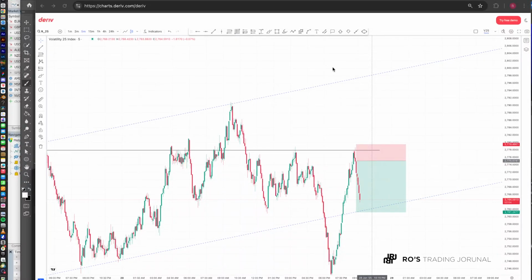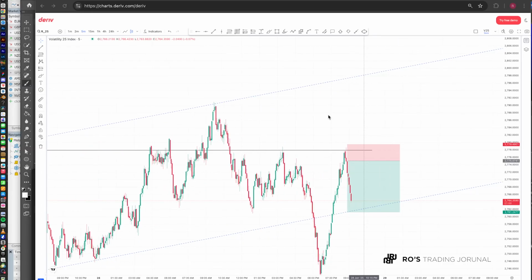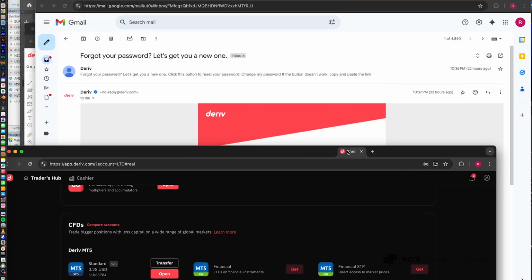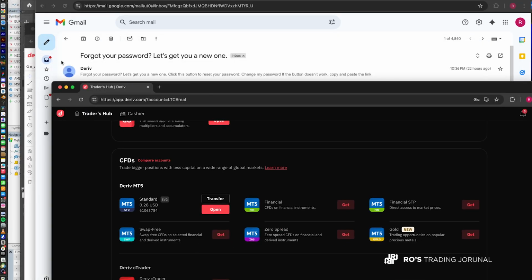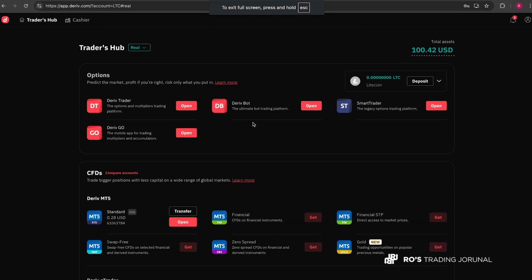Alright guys, so just a little explanation of how I went from basically $10, $5 to basically $100 within, I would say, 24 hours. So what I am using is the D trader. So let me just bring up these tabs. Alright, so what I've been using is the D trader.